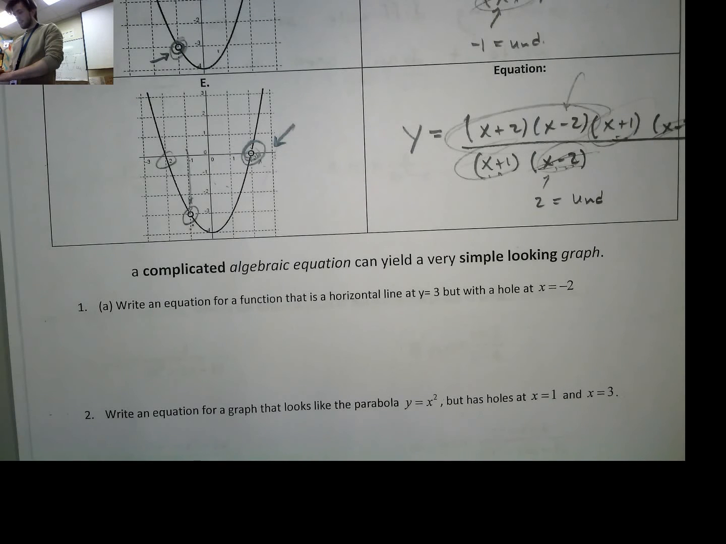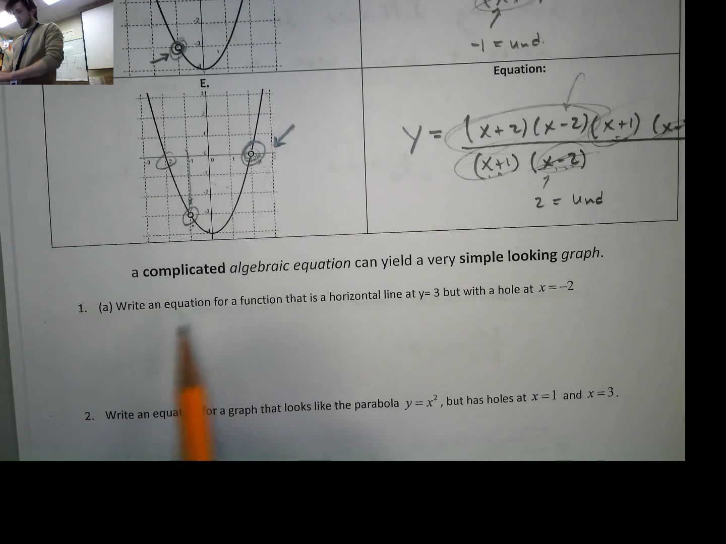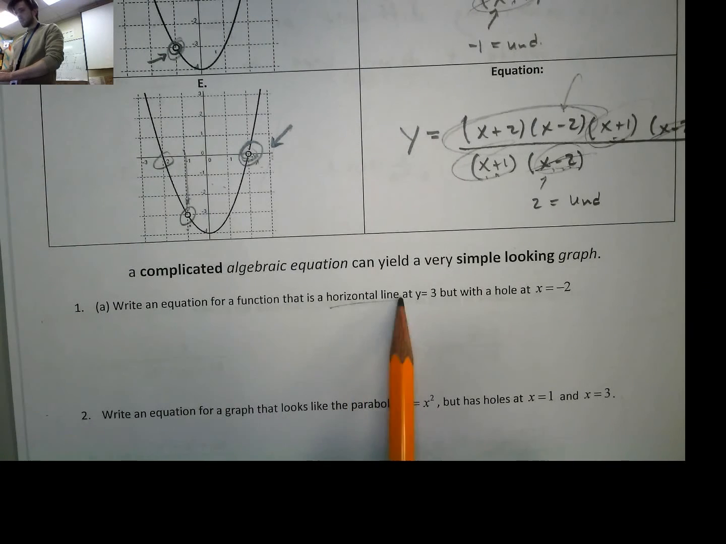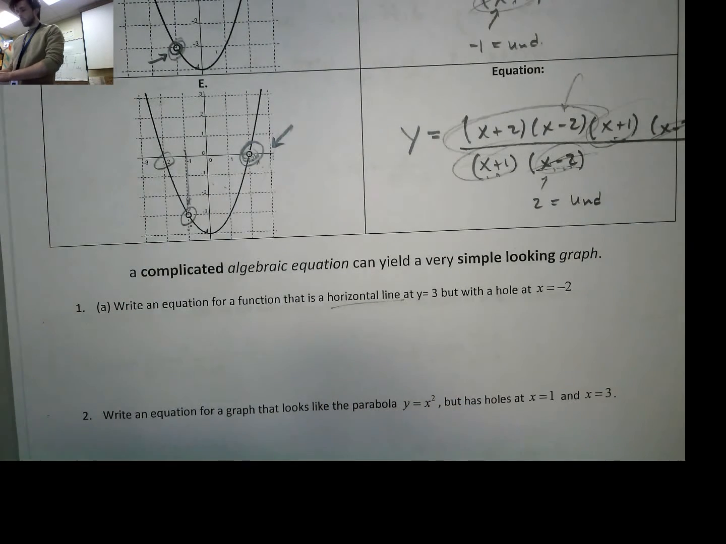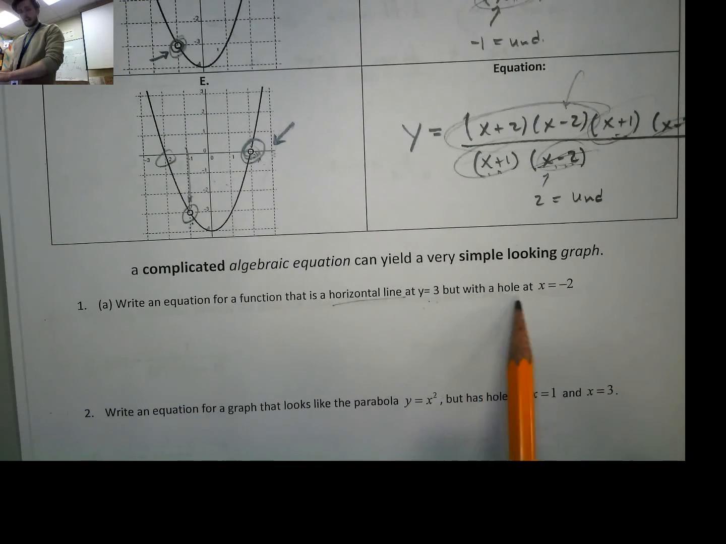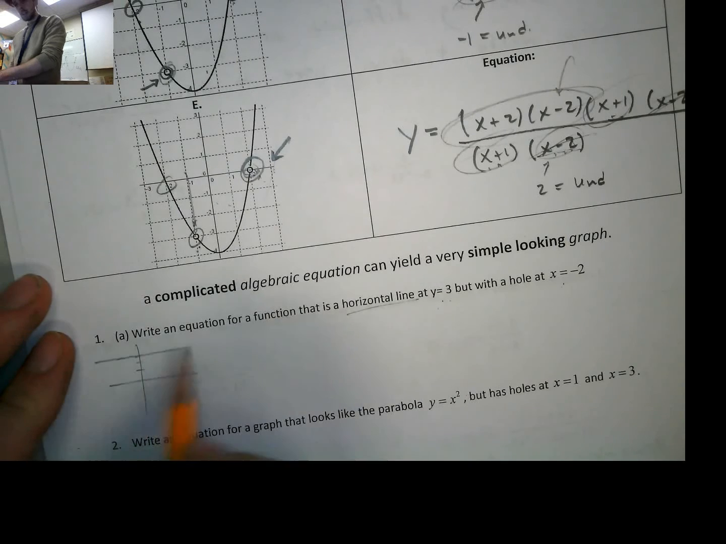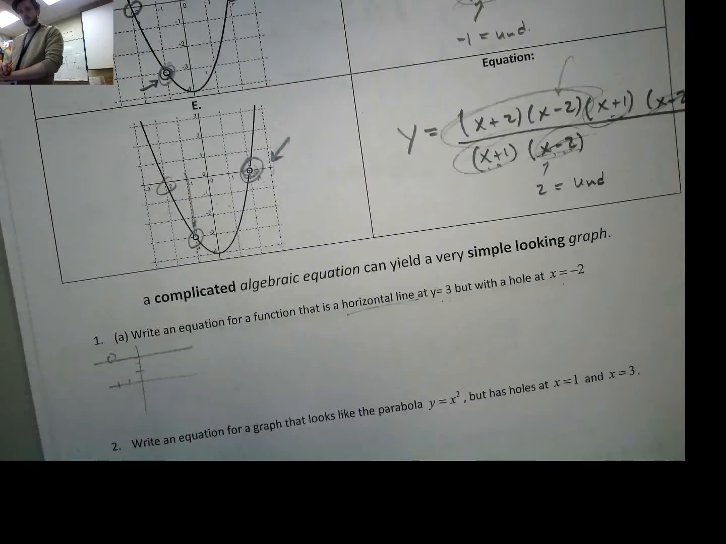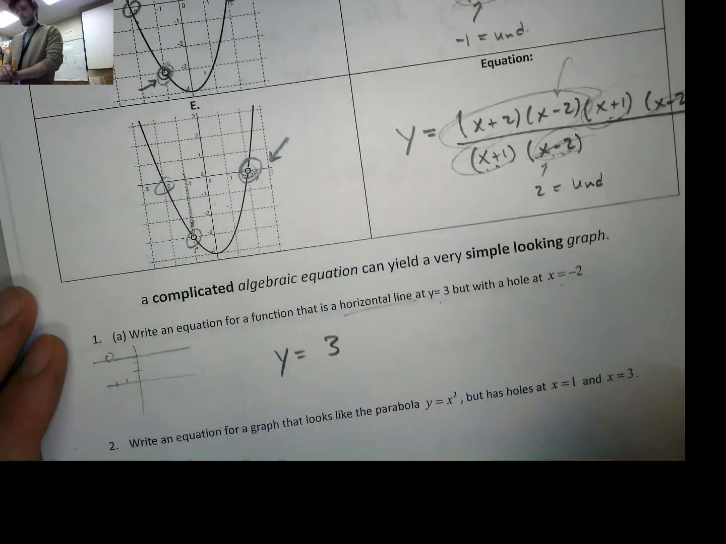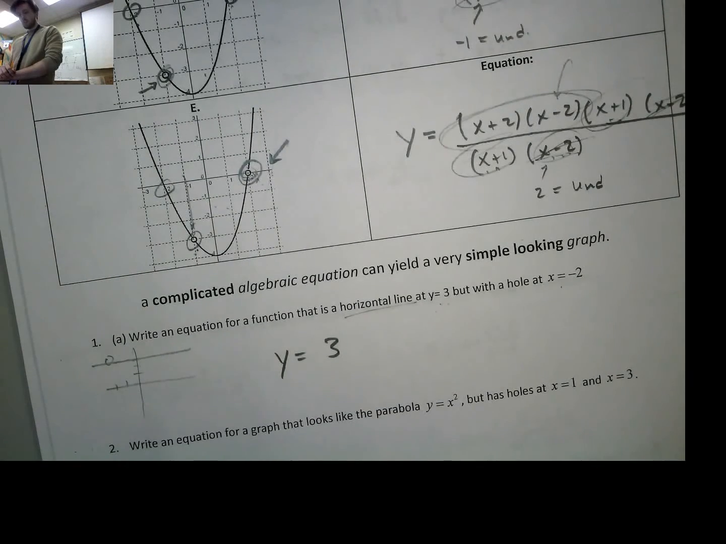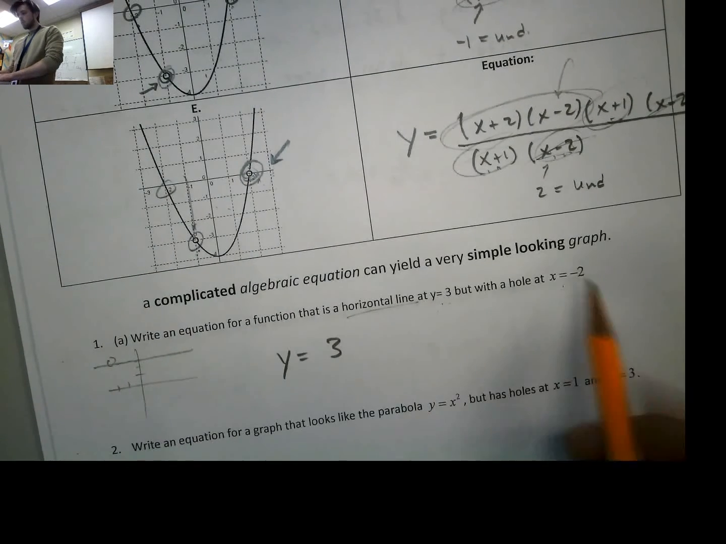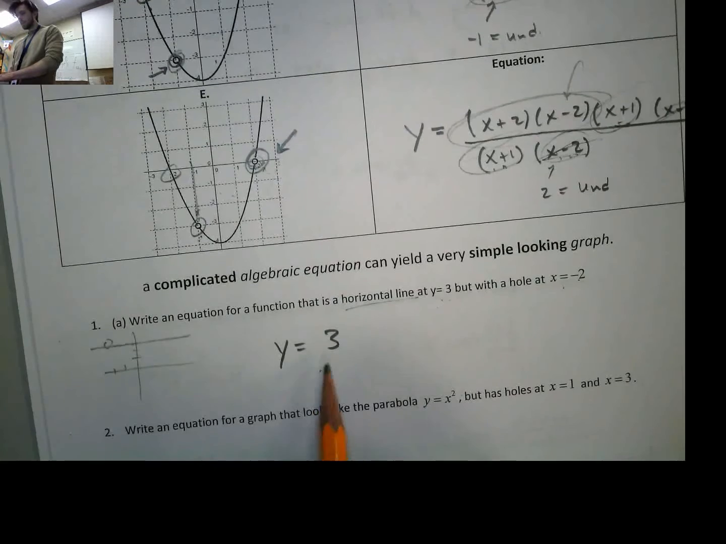Let's do it without a graph. Write an equation for a function that is a horizontal line, so kind of like the first one we just did. Horizontal line at y equals 3, but a hole at x equals -2. So graphically, we're going through 1, 2, 3, like that, but then there's a hole at -2. So y equals 3 is the basic part of it, but there's a hole at -2.